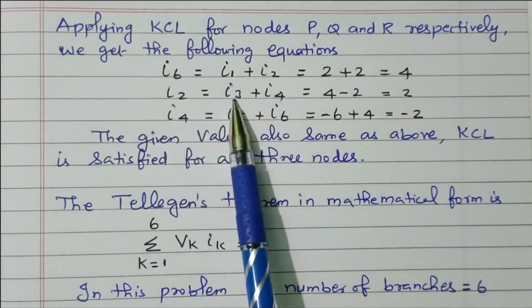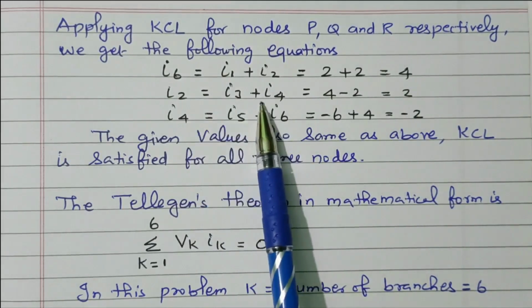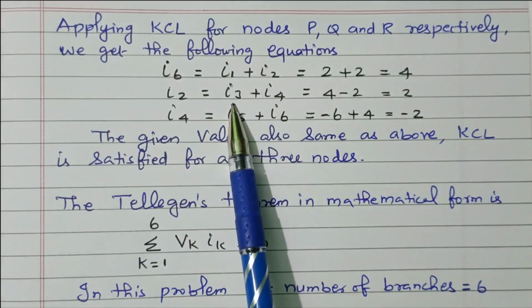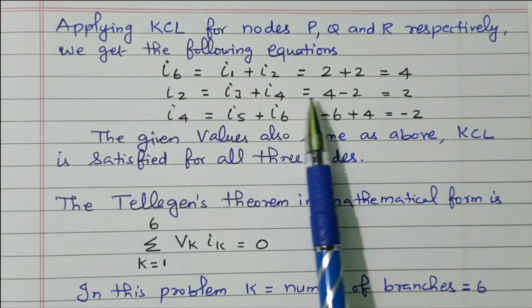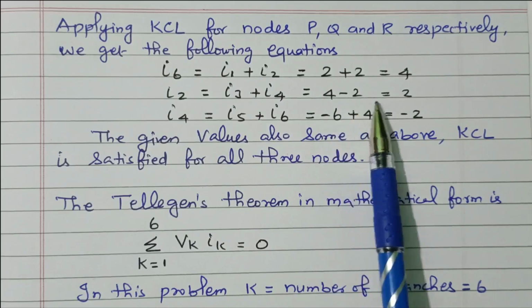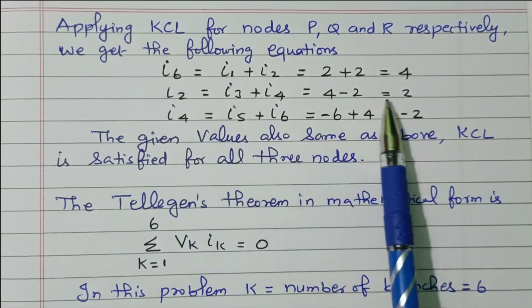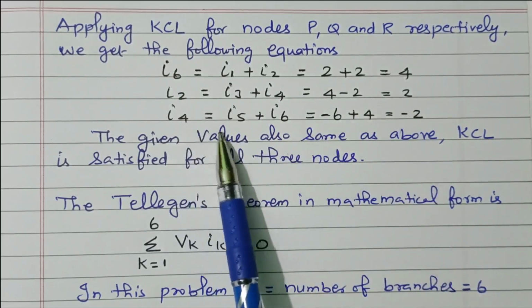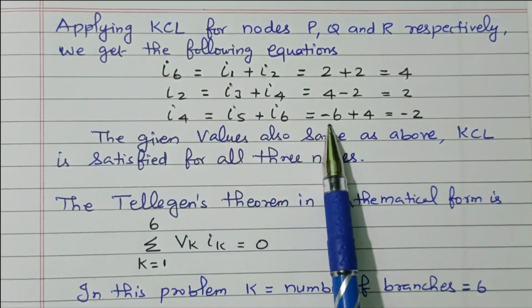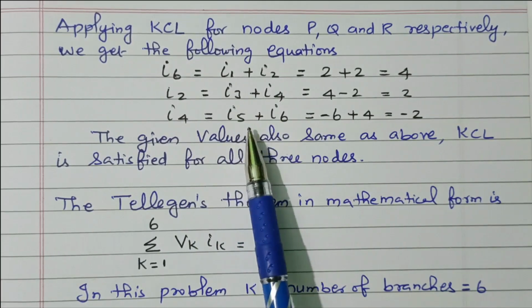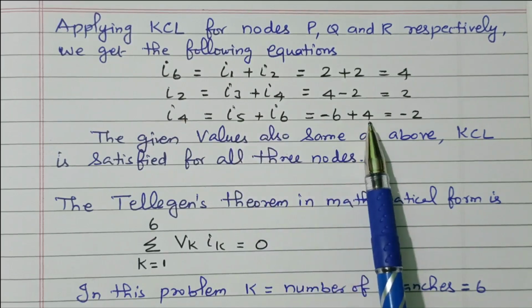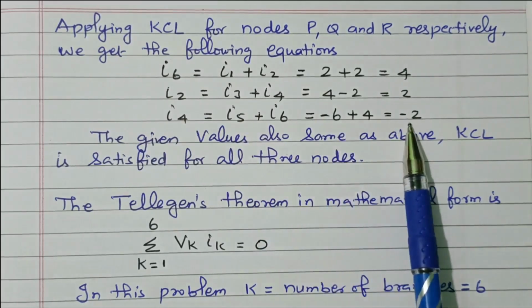Similarly, I2 equals I3 plus I4. We already discussed this in the network, and by the diagram we already explained. So I3 is 4 amperes, I4 is minus 2 amperes. So I2 equals 2 amperes. I4 equals I5 plus I6. I5 is minus 6 amperes, I6 is 4 amperes. So minus 6 plus 4 gives minus 2.